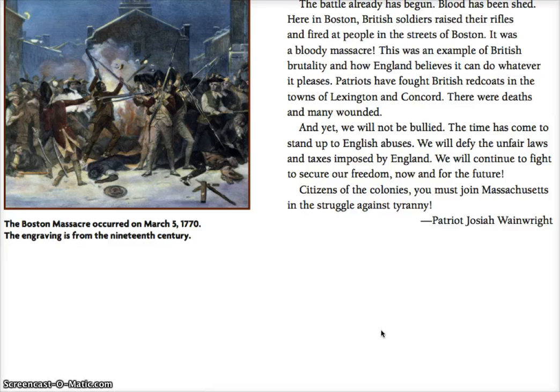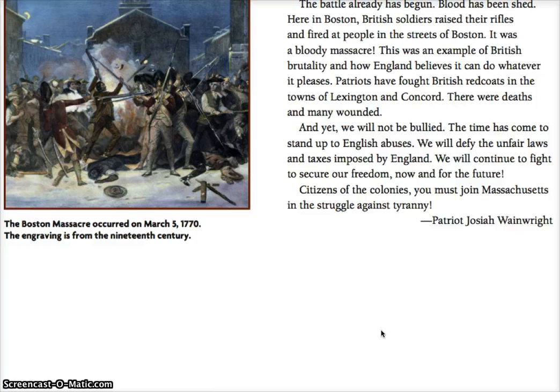The battle has already begun. Blood has been shed. Here in Boston, British soldiers raised their rifles and fired at people in the streets of Boston. It was a bloody massacre. This was an example of British brutality and how England believes it can do whatever it pleases. Patriots have fought British redcoats in the towns of Lexington and Concord. There were deaths and many wounded.